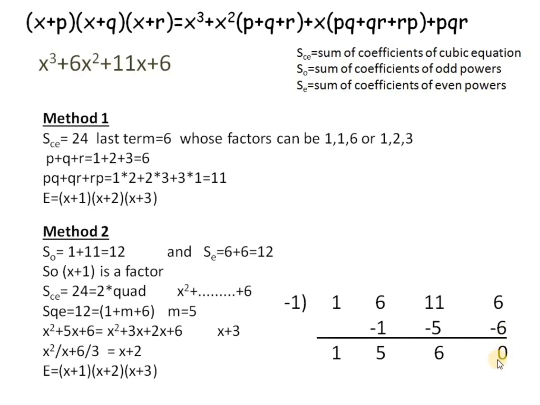That itself indicates that this is the complete factor of this cubic polynomial. And we got this x square plus 5x plus 6 quadratic equation also. So these are various methods to solve this simple cubic equation. Now let us learn some more problems so that we can get sure of this method.